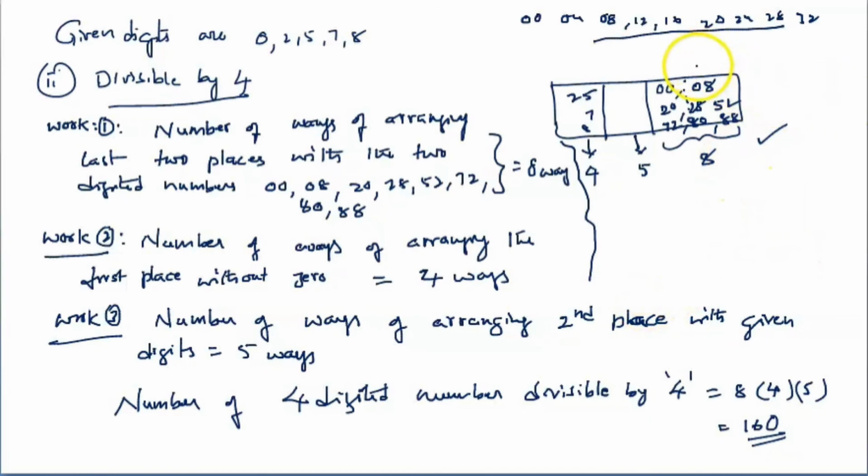Many of you question how it is divisible by 4 when only three places are filled. No. The last two places are filled with the two-digit number. If you fill 00, two places are filled out. If you fill 08, two places are filled out. Then we remain with the first two places. The first place should not be 0, it can be done in 4 ways. The second work is the second place filled in 5 ways. Right.